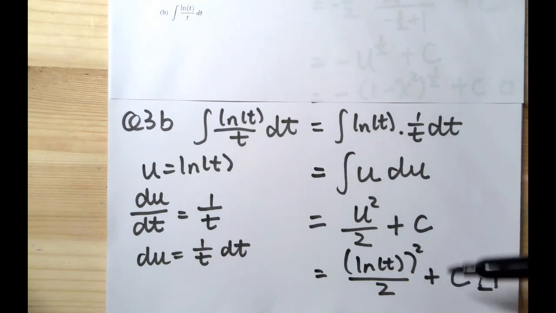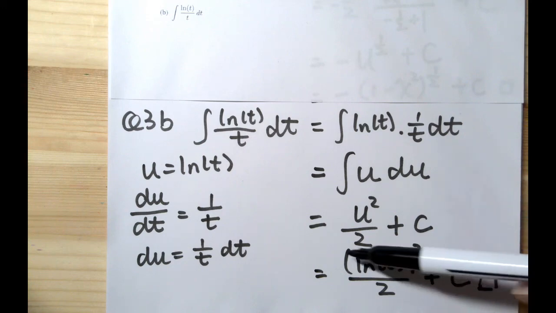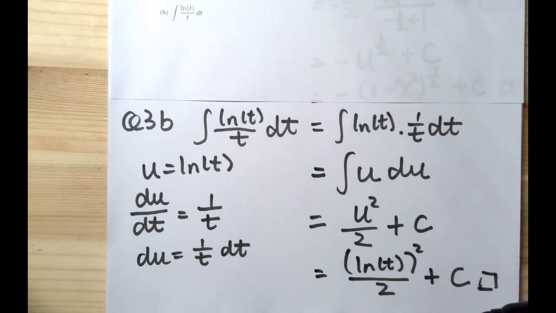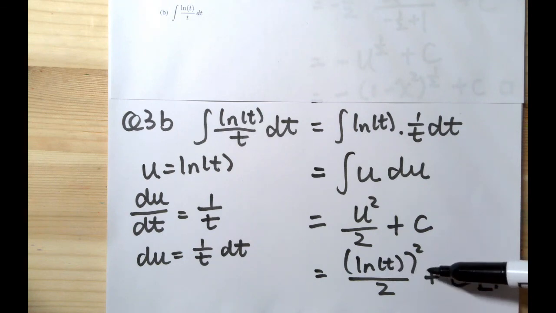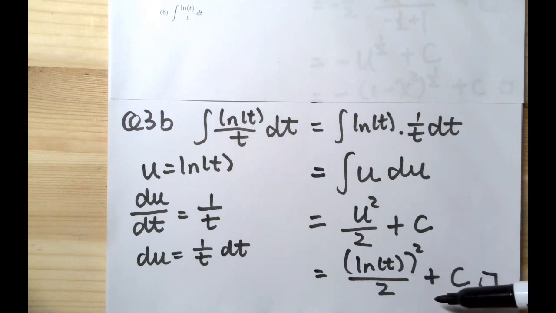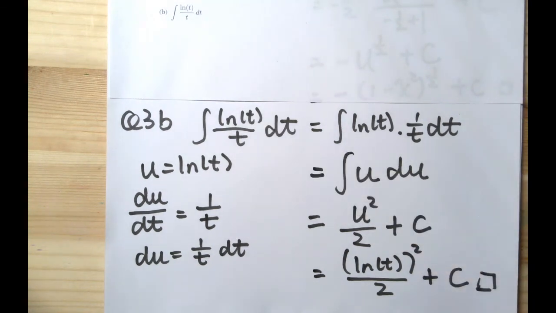You can always check your answers by taking the derivative of this part. That's going to give you 2 times ln of t, times the derivative of ln of t, over 2. The 2s cancel, and after all the simplification, you're going to get the original integrand. Okay, so I'll stop here, and I'll see you in the next worksheet. Thank you.